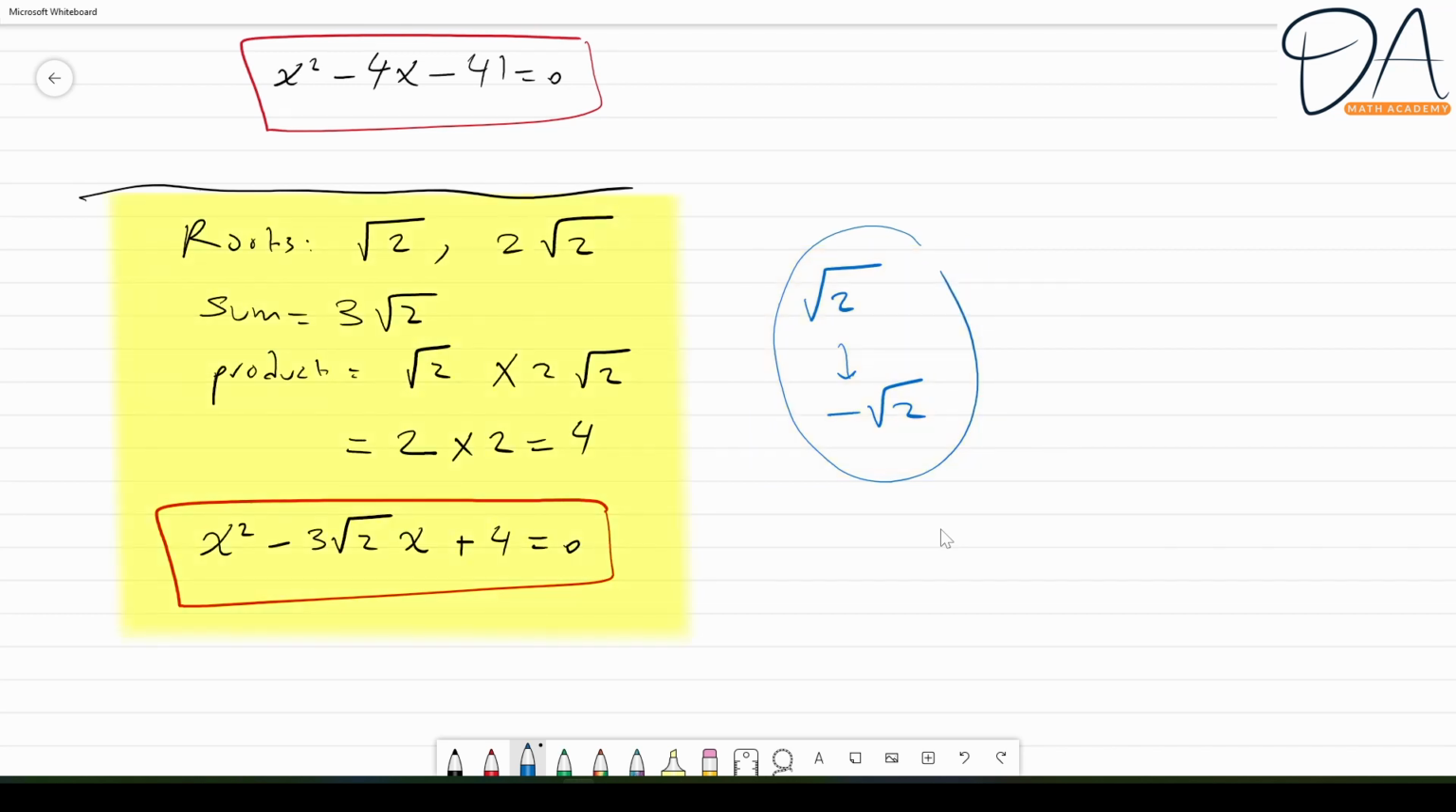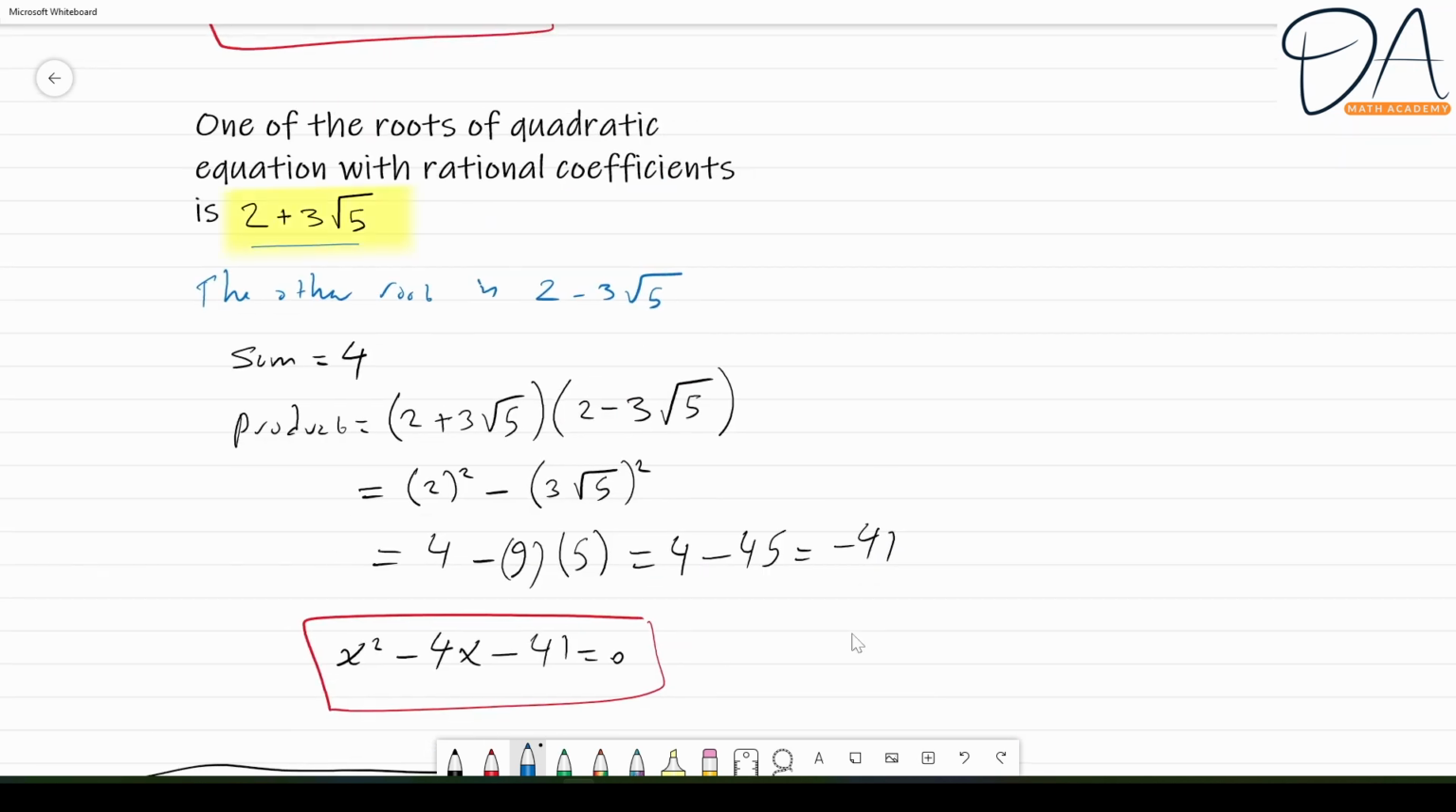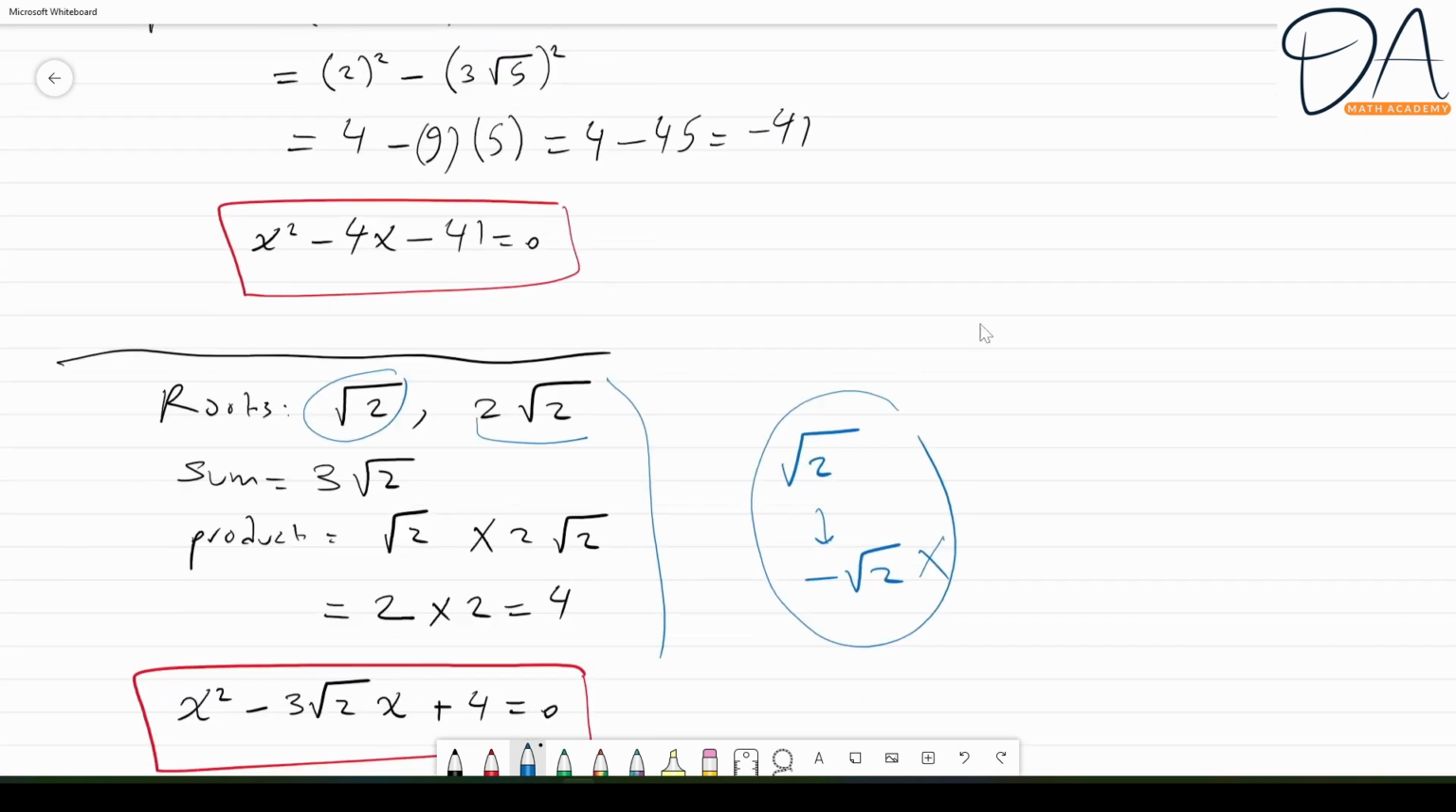However, this example illustrates something: I already have this equation which has one root square root of 2 and the other root is 2 square root of 2, not this one. So what is the catch here? The key thing to keep in mind is the following: to use this trick to find the other root, the coefficients should be rational. If the coefficients are not rational, you cannot make this conclusion.